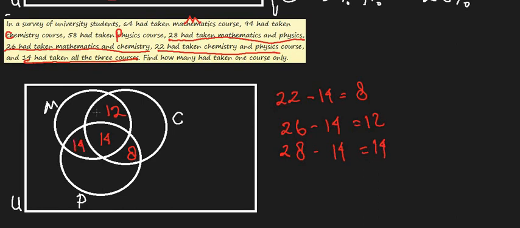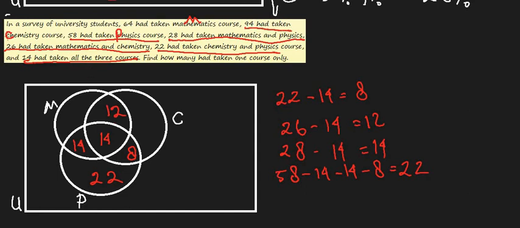So 14 over here. Then 58 taken physics. Physics is here. It means 58 minus all of the number here. 58 minus 14 minus 14 minus 8 equals, use your calculator. We have 22 students. 22.